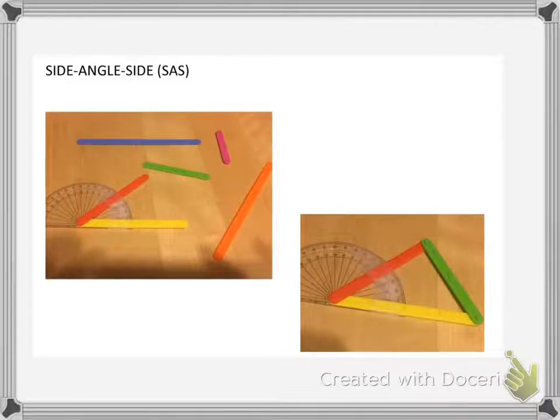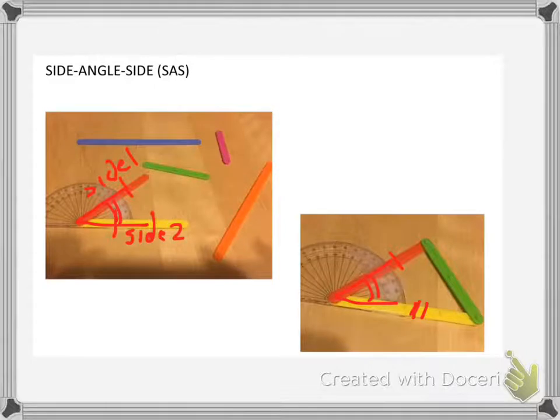Next one is side, angle, side. So this is if you set an angle and the sides on either side of it. So side 1 and side 2. Those are set, and the angle between them. If you set that, there's only one possible way that you can make the triangle.